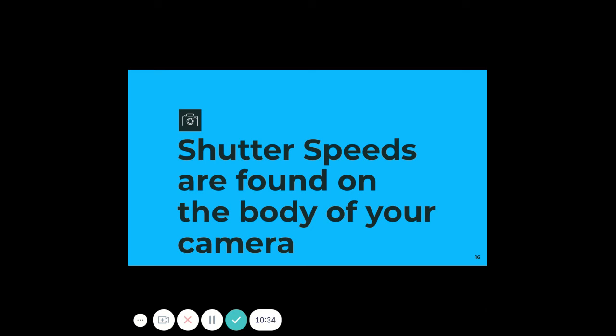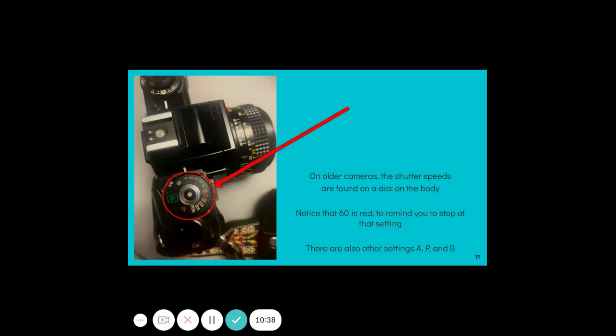Shutter speeds are found on the body of your camera typically. On older cameras, shutter speeds are found on this little dial. Notice that this range here is from 1 to 1,000, and 60 is red. 60 is red to remind us that we don't want to drop below that number. It's sort of a stop sign, like, hey, remember 60 is the smallest number you want to shoot with.